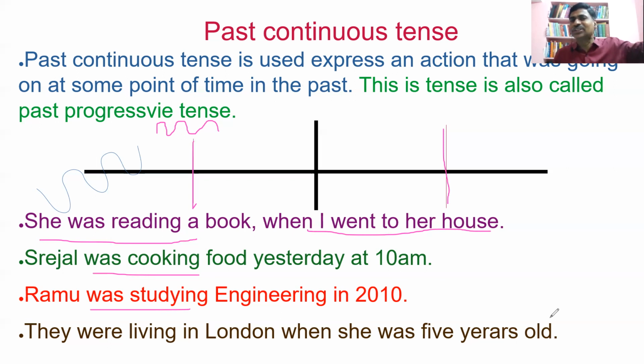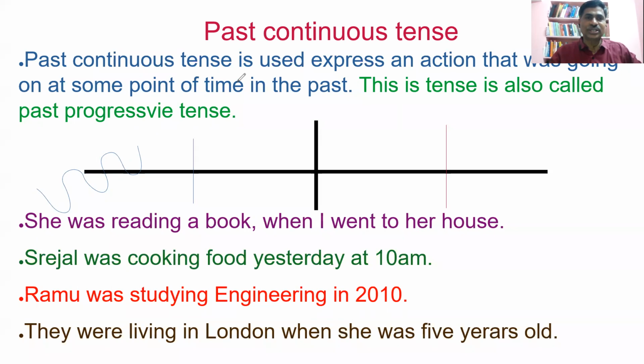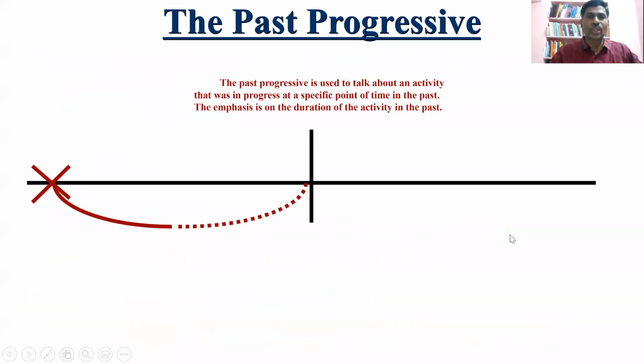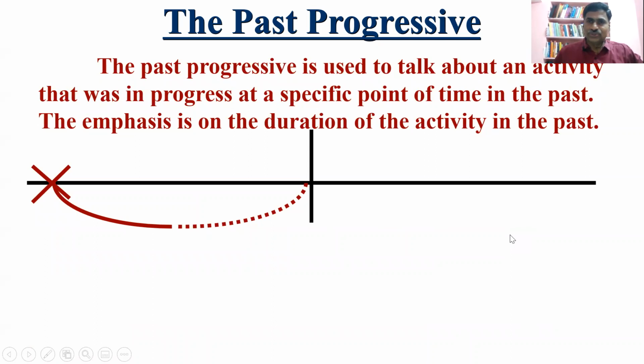So past continuous means that at some point of time this action was going on. That where we use that, there we use past continuous tense. Now past progressive tense is an activity that was in progress at a specific point of time in the past. The emphasis on the duration, like this. So it was started here and it was going on.